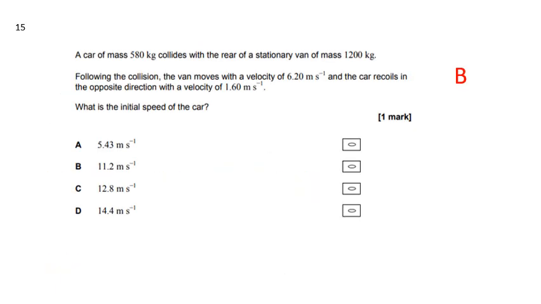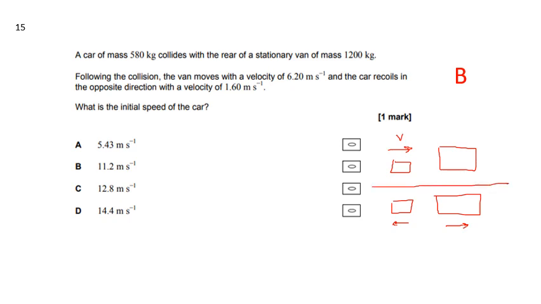This one here is conservation of momentum. Before and after, the momentum is the same. We've got our car with velocity V, and it bangs into this van, which isn't moving. After the collision, the car bounces off a bit, and the van goes that way. We are told enough information to get the total momentum after. We know all the masses, we know all the velocities, and the total momentum after is the same as the total momentum before. So be careful, because the momentum of the car after is negative. Get the total momentum after, divide by the mass of the car, and you should get 11.2.